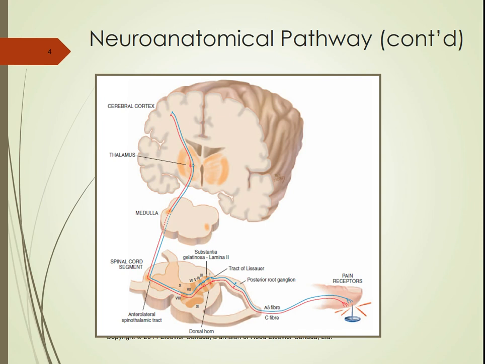There actually are some synapses that occur in the spinal cord. It goes across the spinal cord to the opposite side. It moves up into the brain stem at the medulla. There are some neurotransmitters that occur here. It goes through the thalamus and to the cortex of the brain, where the impulse is interpreted.